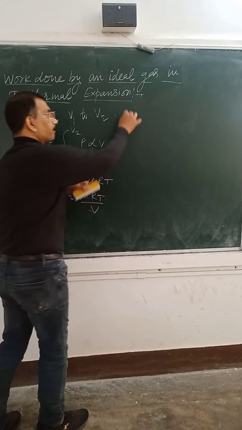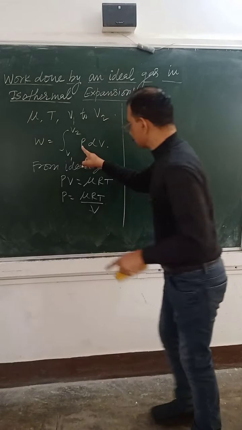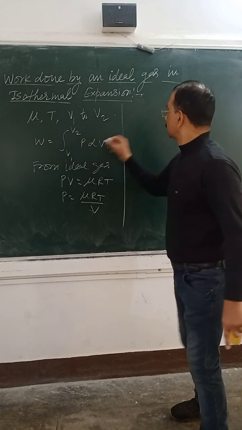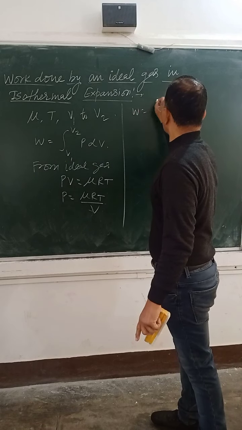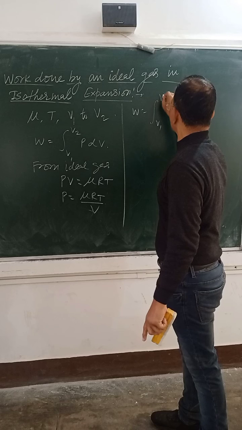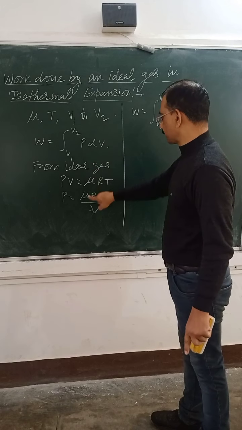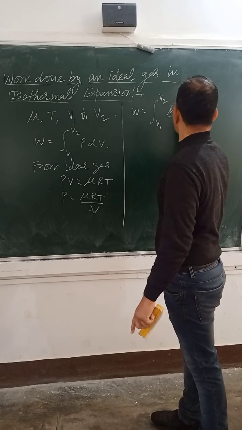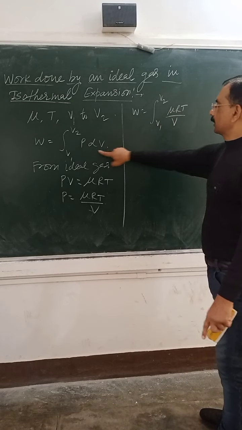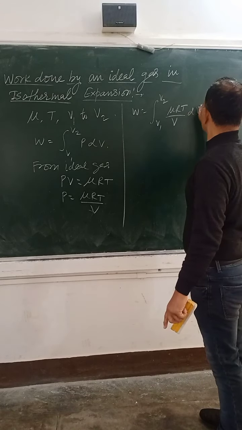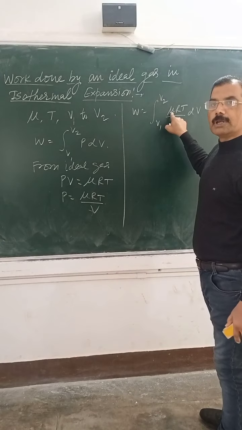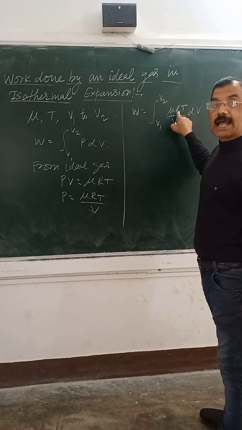Now, अब यहाँ पे हम इस P की जगह पे mu RT upon V लिख सकते हैं. So here W is equal to the integral from V1 to V2, in place of P, mu RT upon V, into dV. Here mu is the number of moles, and R is the gas constant.